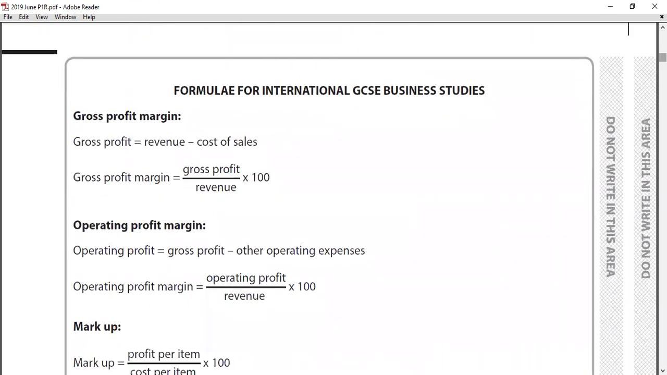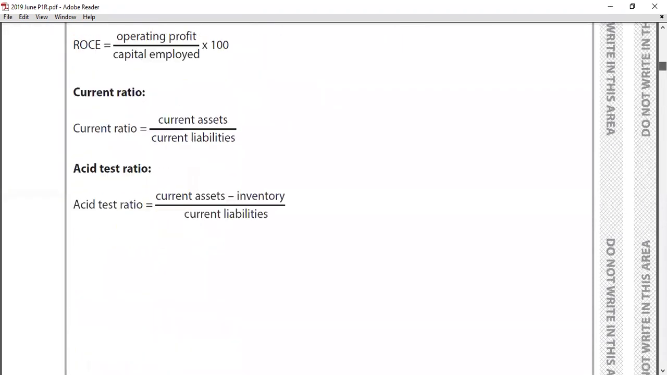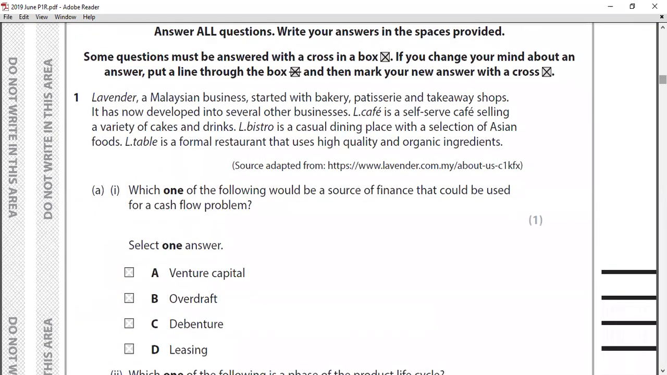And it's the same as the international IGCSE business studies papers, with all the formulas given over there, like normal papers. Okay, look at the case study. It's a small, four-line case study, right? They're not giving full paragraphs. Now they're giving a small case study for a small business.